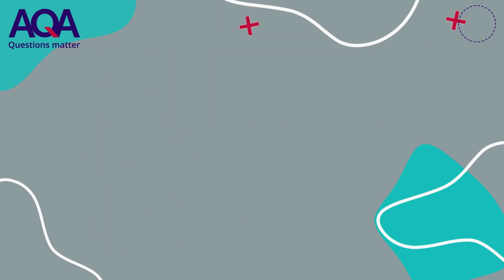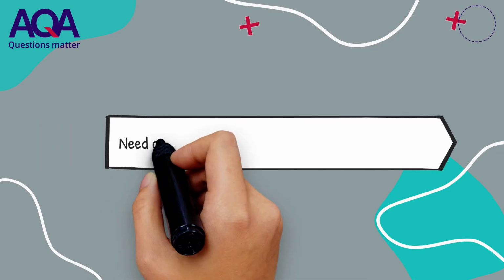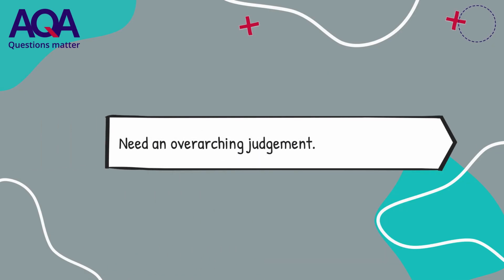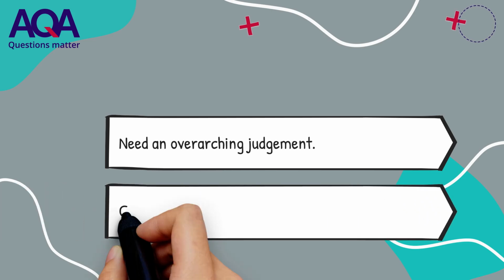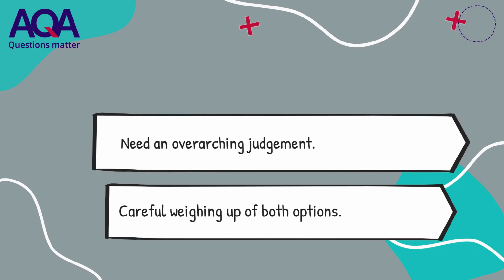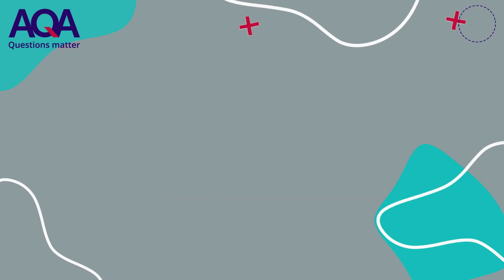More on these later. These questions need an overarching judgment. That is one that acknowledges that different methods will each have their own merits and drawbacks, but that the business needs to make a balanced decision. It should be based on a careful weighing up of both options that have been produced.